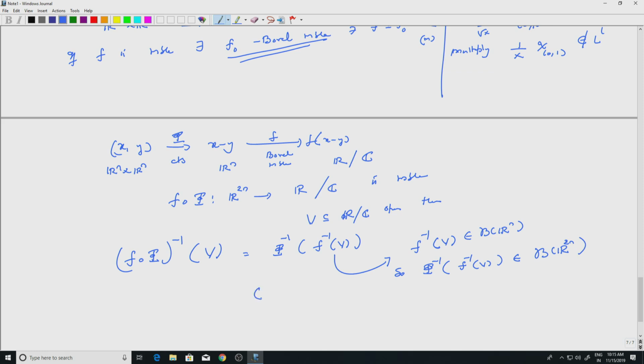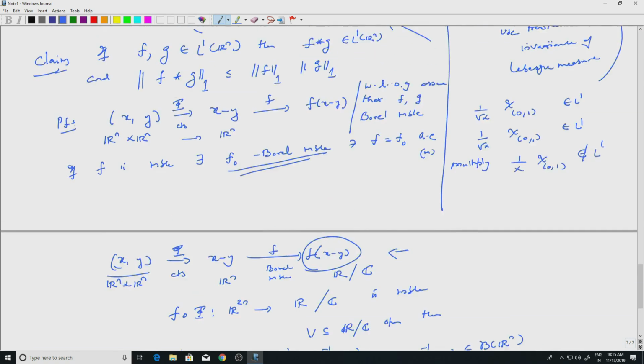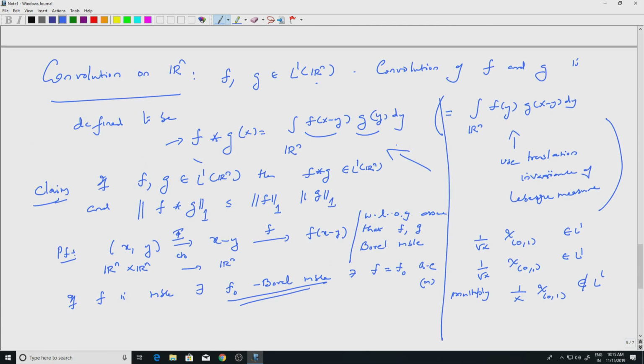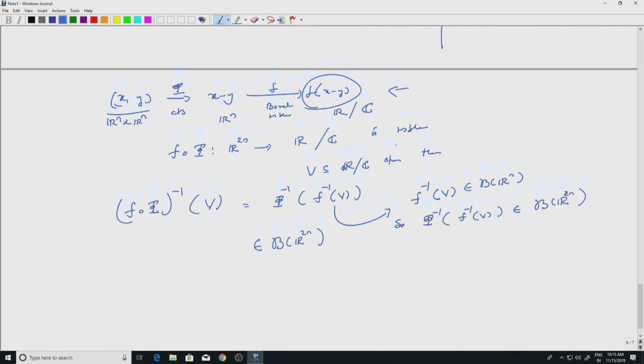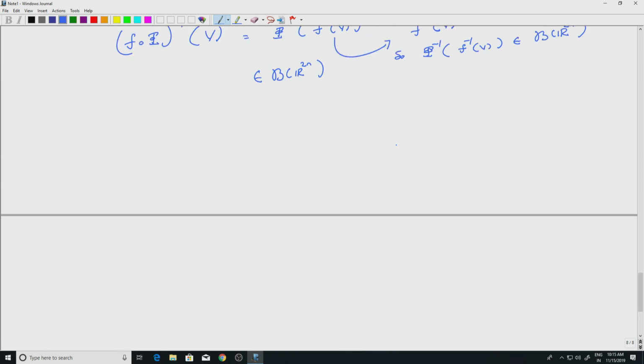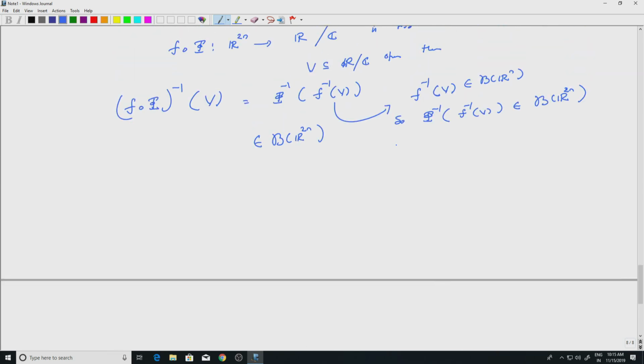So this is in the Borel sigma algebra of R^2n, and so this function (x,y) going to f of x minus y is a Borel measurable function. Similarly for g of y. So you can integrate them. Okay, so integrals make sense. It may not exist, we don't know that.